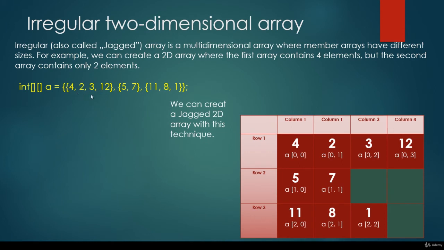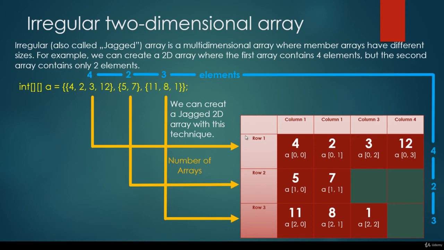As you can see, the first row contains 4 items, 4, 2, 3, and 12. The second row contains 2 items, 5 and 7. The third row contains 3 items, 11, 8, and 1. Again, we have the row indices and the column indices as usual.